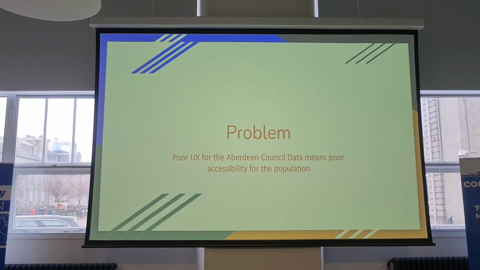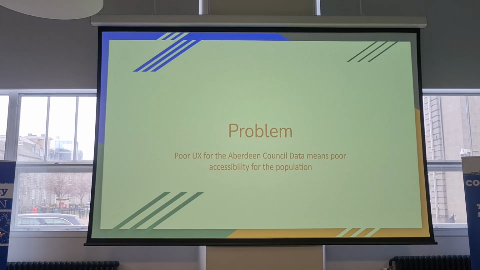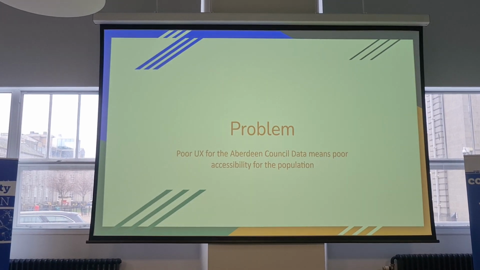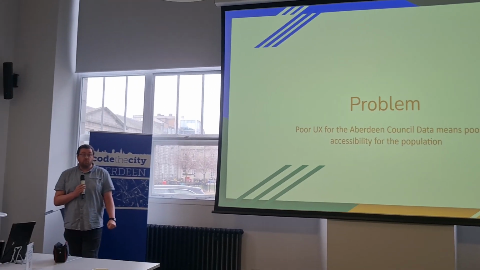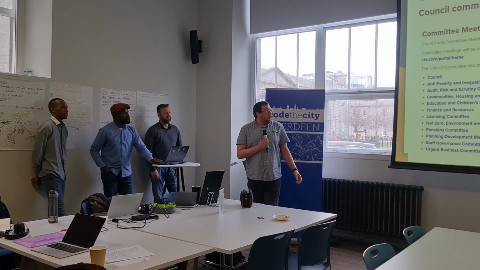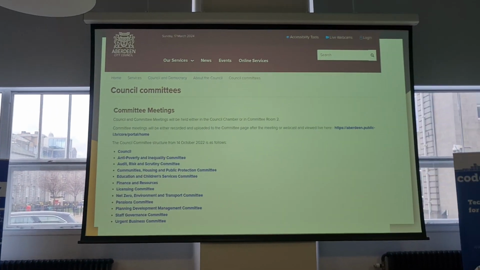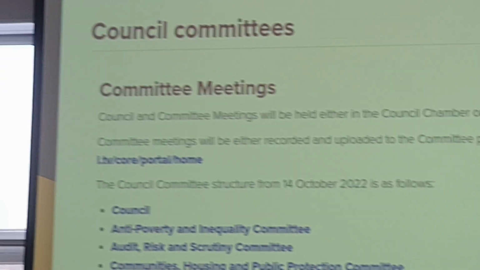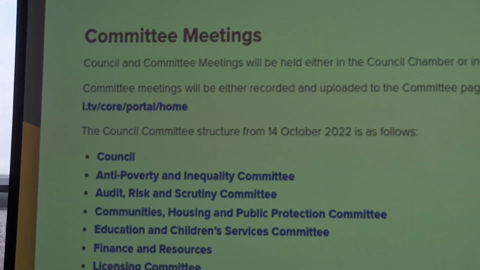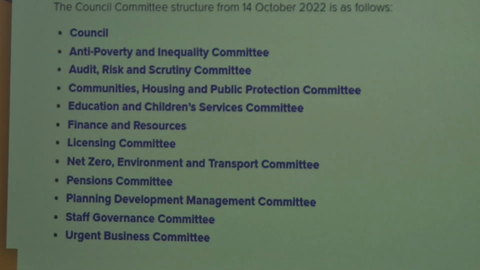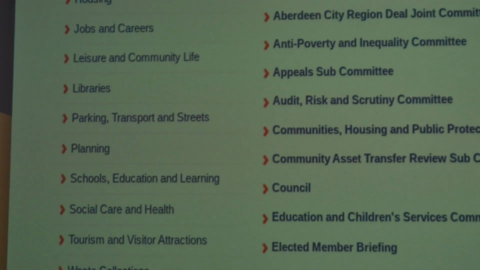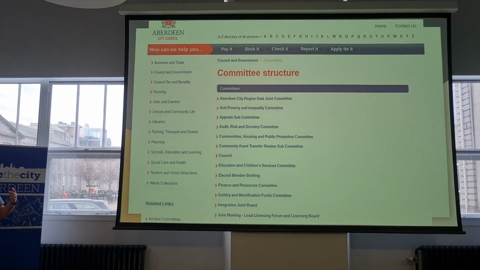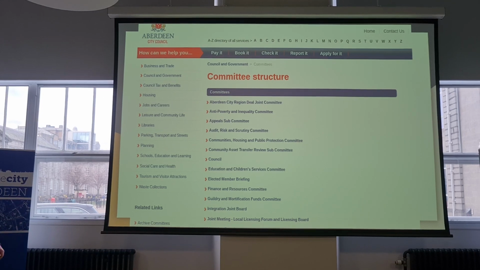didn't know that existed yet because there's really bad user experience of finding any of this information on the council website. So we start by having a look at the council website. They have a list of the different committees and committee meetings, and this comes through. I think this one has 14 committees. There is another list of committee meetings, a list of committees. This one has 28 committees.